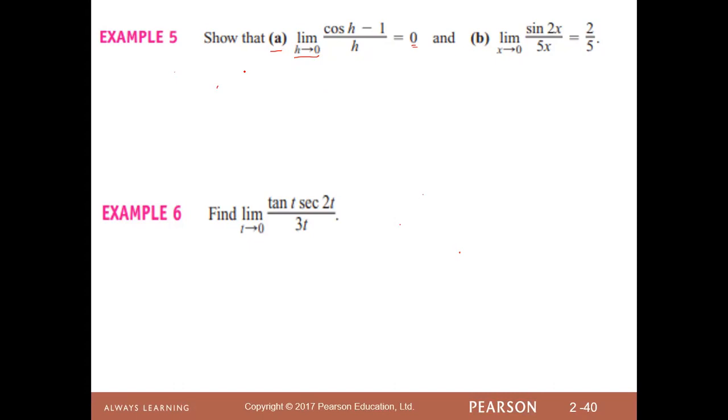Right. Okay, good. So what is the conjugate? It will be what? Cosine of h minus 1 multiplied by what? Cosine of h plus 1, right? Yes. Good. So cosine of x minus 1 and then cosine of x plus 1.